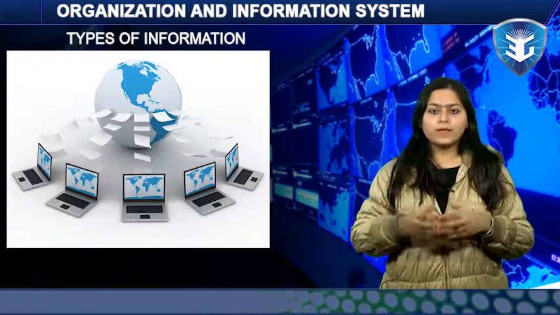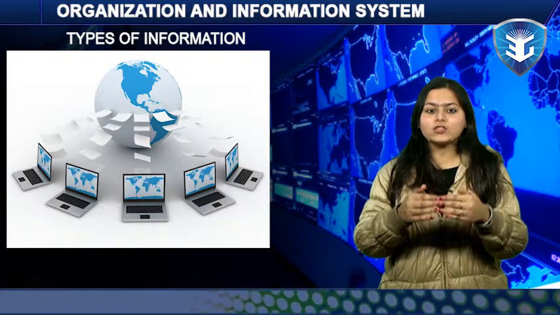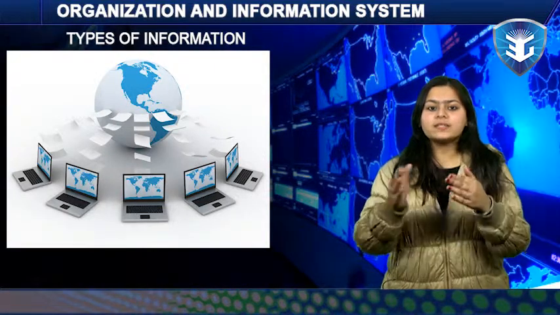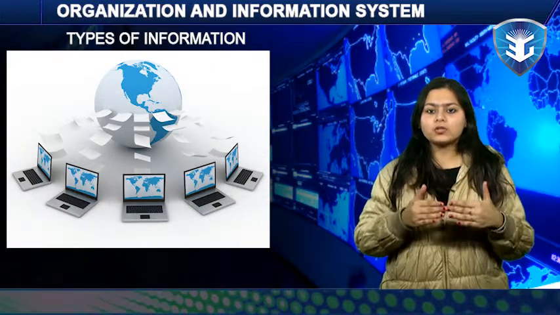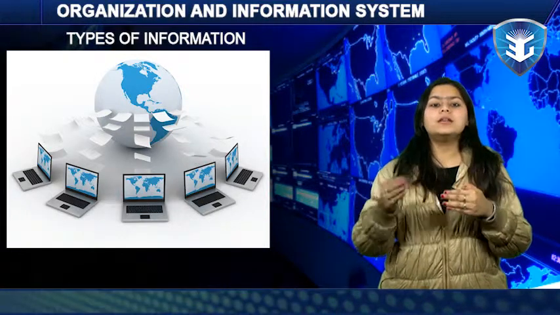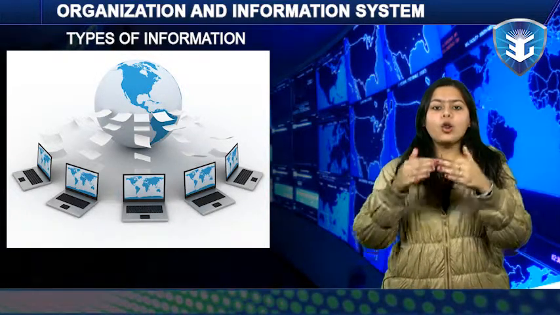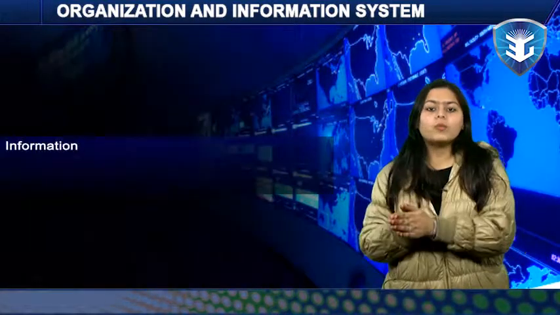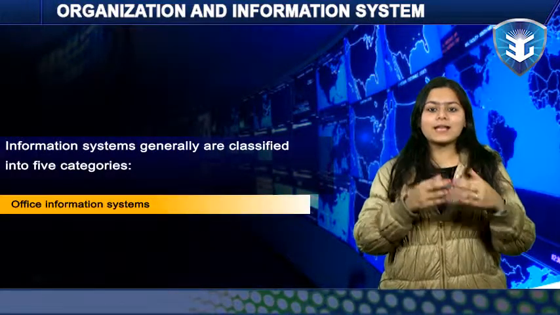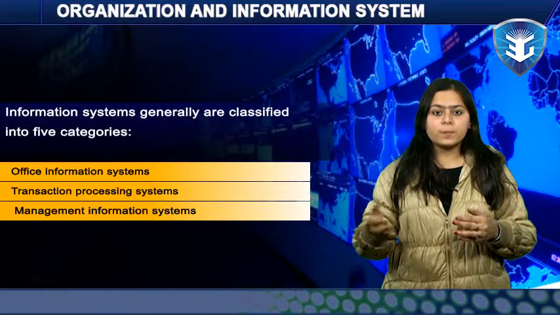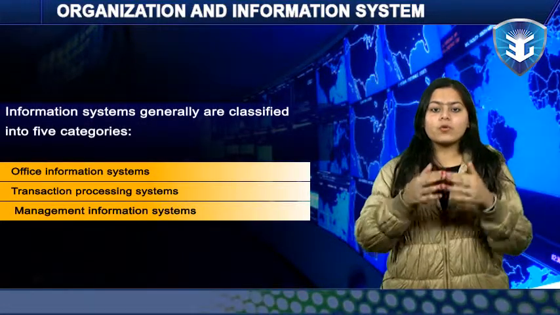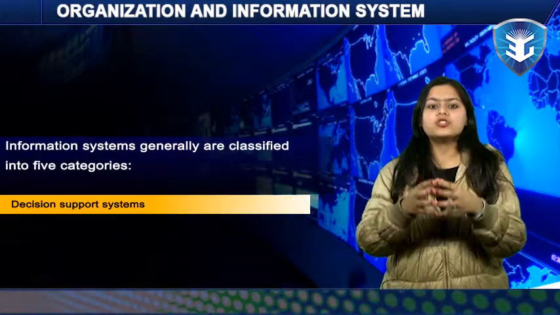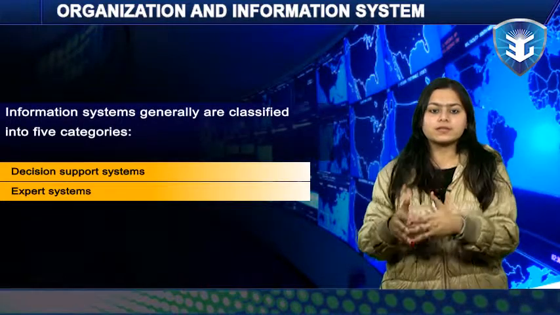Types of information. An information system is a collection of hardware, software, data, people and procedures that are designed to generate information that supports the day-to-day, short-range and long-range activities of users in an organization. Information systems generally are classified into 5 categories: office information systems, transaction processing systems, management information systems, decision support systems, expert systems.